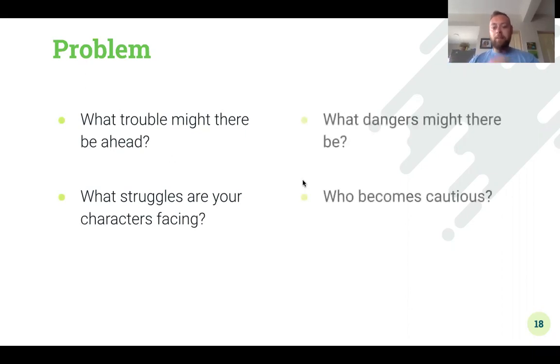We might want to think about what dangers there might be. And which character becomes cautious? Oh, this isn't a good idea. Maybe we shouldn't go inside the haunted house. Okay, so let's have a think. Here's my example.